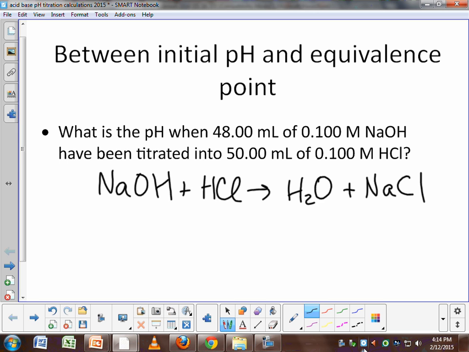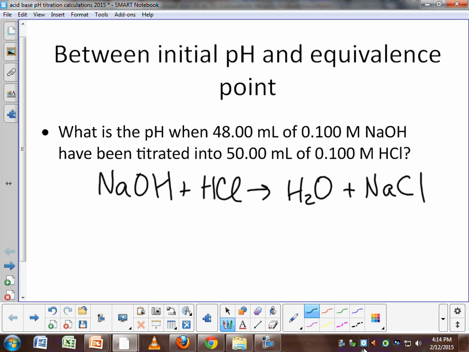Water is neutral. Water is not going to come into play in terms of impacting the pH. Neither is sodium chloride. Not because it's a salt. We need to break that habit of simply saying, well, it's ionic, so it can't affect pH. Yes, it can. We've been talking about acidic salts and basic salts. But because sodium chloride is a neutral salt, because it comes from the conjugate acid and the conjugate base of a strong base and a strong acid, it has no impact on pH.